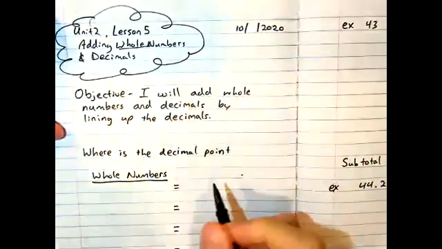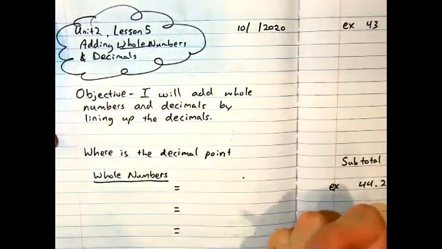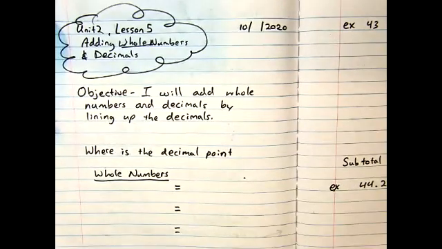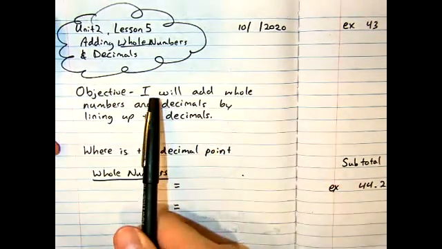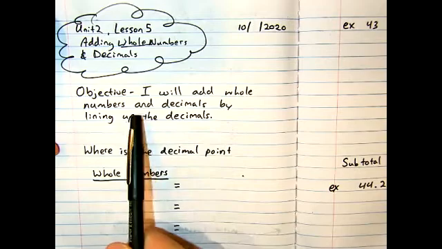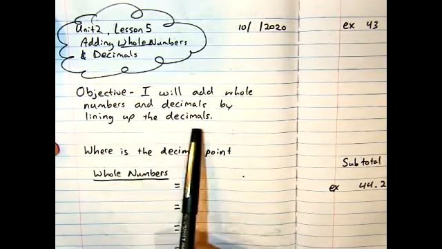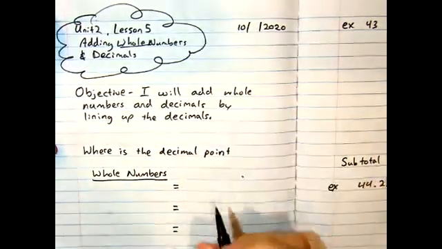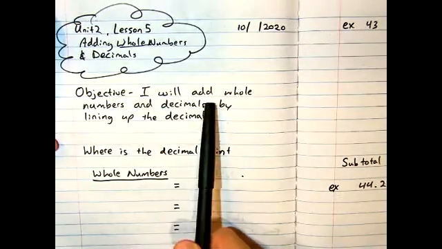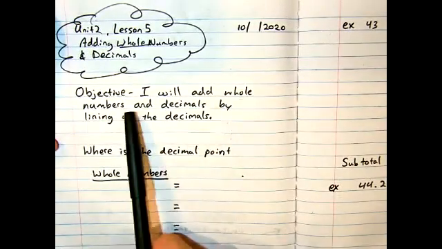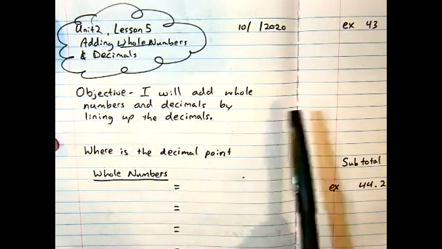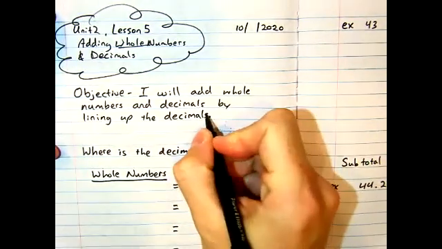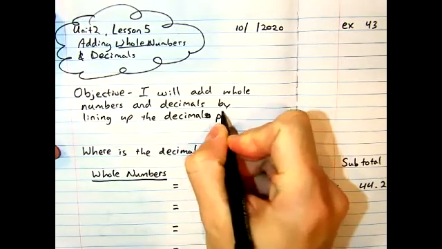Unit 2, Lesson 5, adding whole numbers and decimals. Now, we used whole numbers and fractions in Unit 1. Now we're going to look at what that looks like when we're talking base 10 or decimals. Our objective: I will add whole numbers and decimals by lining up the decimals. All right, read it with me. I will add whole numbers and decimals by lining up the decimals. Let's change that to the decimal place.